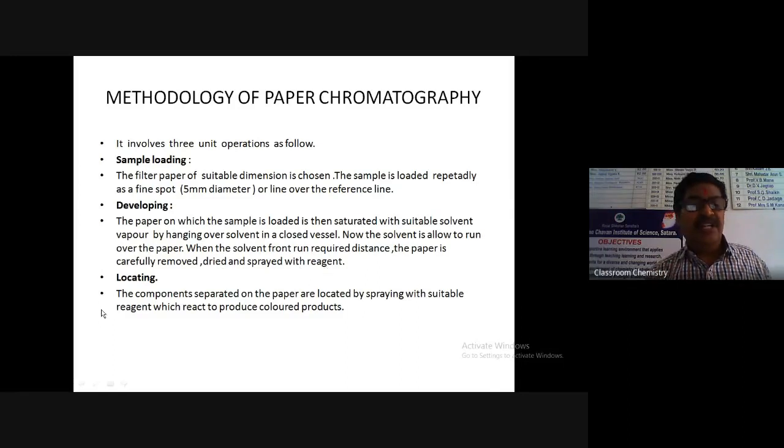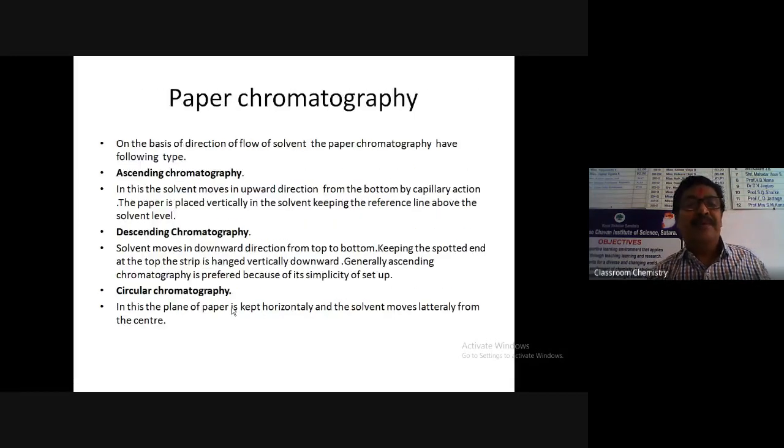एकदा का तुमचं सॉल्वंट एक ठराविक अंतर ट्रॅव्हल करून वर गेलं की नंतर तो पेपर त्याच्यातून काढायचा, ड्राय करायचा आणि स्प्रेड विथ द रिएजंट. When you spray it with a reagent, there is a production of the colored products on a filter paper which shows that the component of the mixture gets separated on a paper and they are located at the different places by spraying it with a suitable reagent. So this is the methodology of paper chromatography.